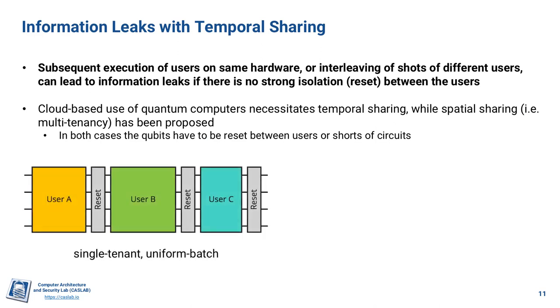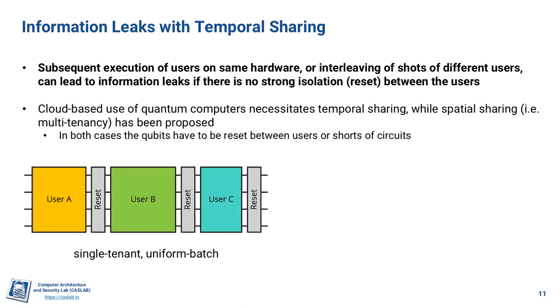Maybe this picture illustrates the idea better. You have a user that's running on some qubits, and in these diagrams in quantum computing, typically time goes from left to right, and the lines represent different qubits. So we have user A running on a few qubits, then you have some reset operation that resets the state of the qubits, and then you have another user and so forth.